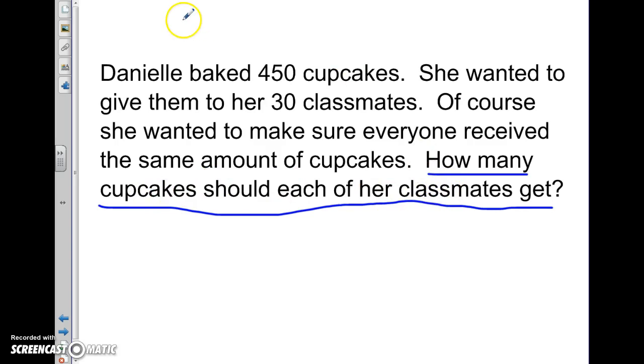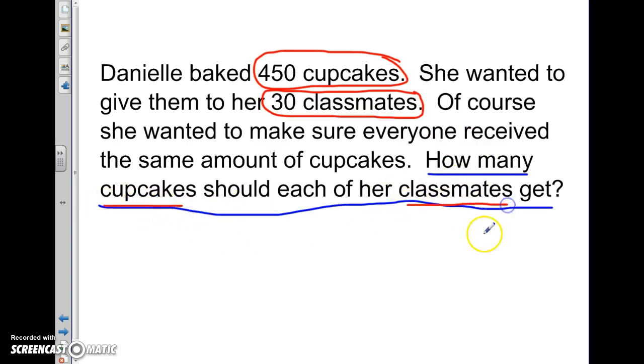So I know that I want to know how many cupcakes each classmate gets. Okay, super important. So then I'm going to look through this again. Danielle baked 450 cupcakes. That's important, right? She wanted to give them to her 30 classmates. Also important because I want to know, remember, how many cupcakes for each classmate. So I've got the number of cupcakes, I've got the number of classmates. What kind of math am I going to need to use to solve this? So remember the question is, how many cupcakes is each classmate going to get? What kind of mathematical operation am I going to use? Okay, I'm going to use division, right?